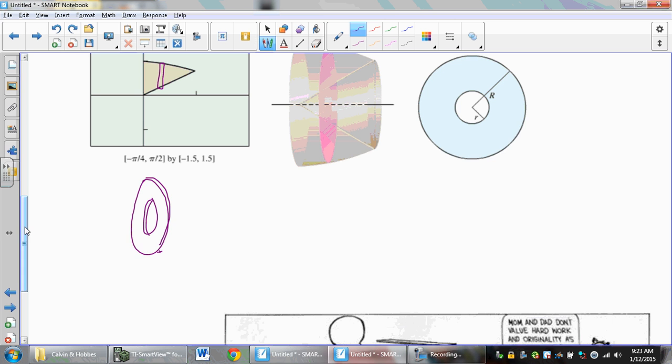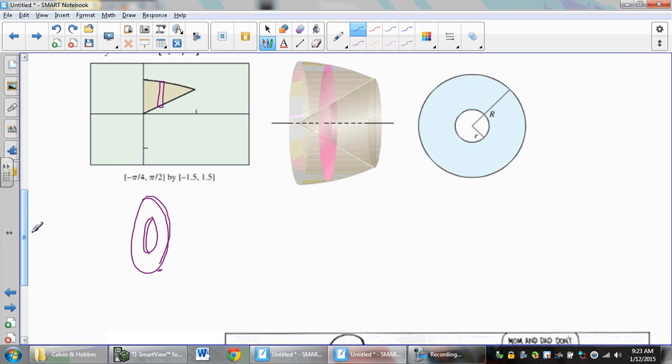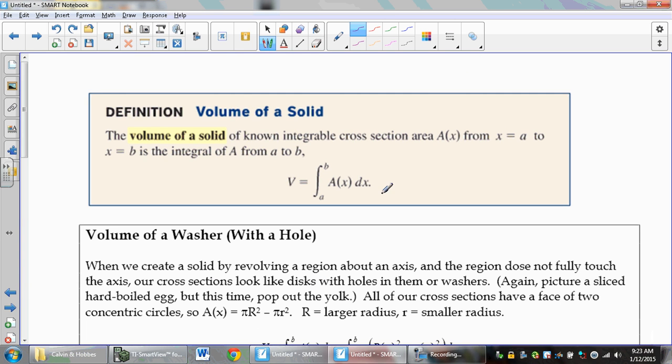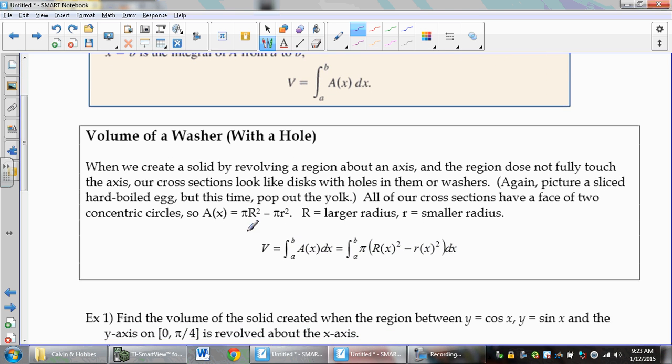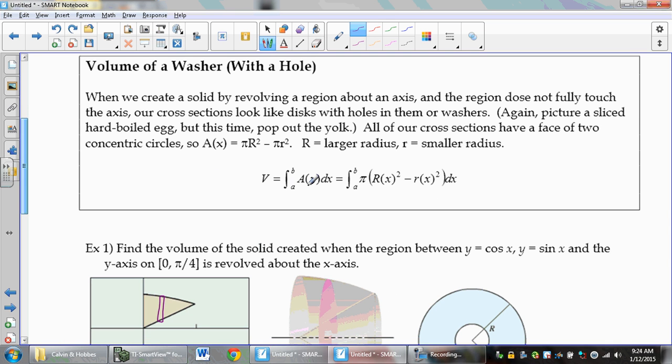So here's 2 circles. And if I wanted the area of that face so that I can stick with this volume formula, A of x dx, that's a piece of cake, because the area of a circle with a hole in it would just be pi r squared minus pi r squared. In other words, find the area of the big circle, the area of the small circle, and then subtract. So capital R being the larger radius, little r being the smaller radius. Therefore, the volume of our solid is the integral of A of x dx, which is the integral of pi big R squared minus pi times little r squared. Or you can pull the pi out in front and do it this way.